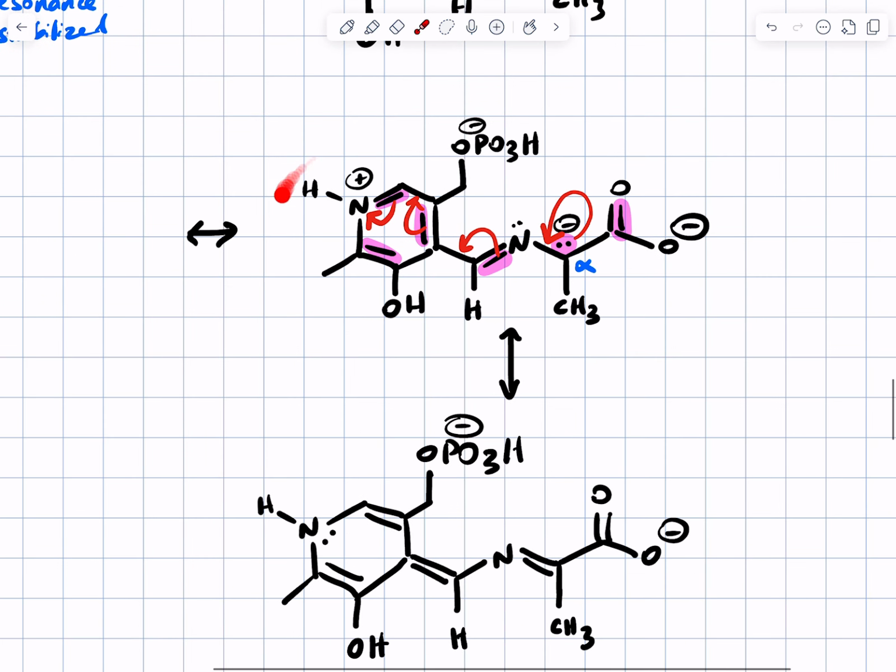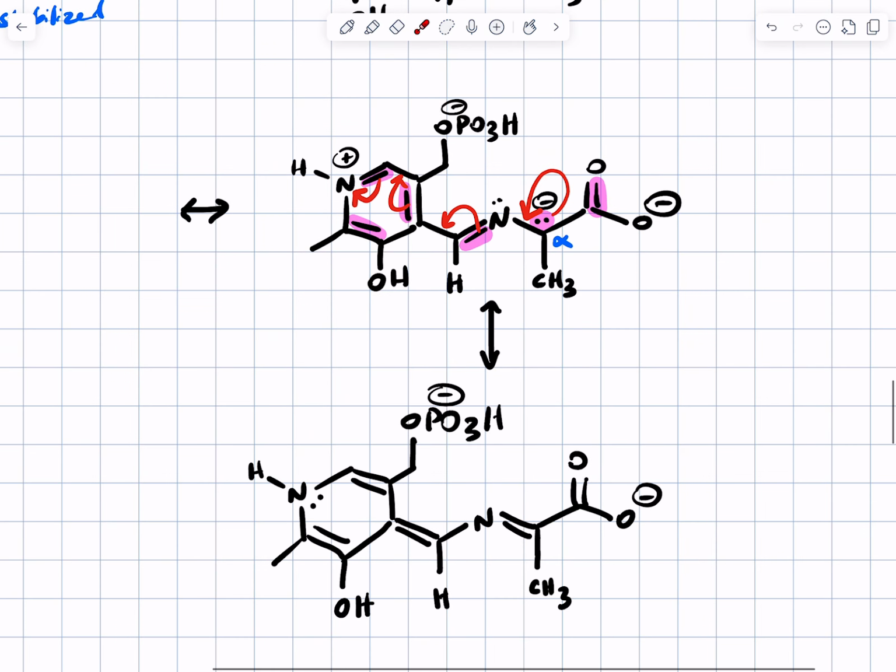Take a look at this starting structure where the lone pair is on the alpha carbon. Notice that we moved here to form a pi bond. We moved these over here, and these there to get this resonance structure, where in effect, the lone pair that used to be on the alpha carbon is now delocalized onto the nitrogen of the ring.